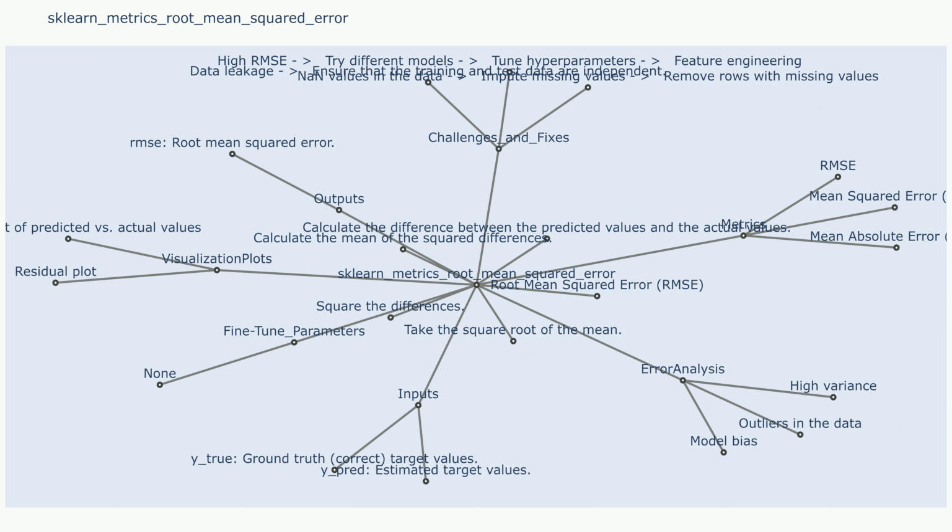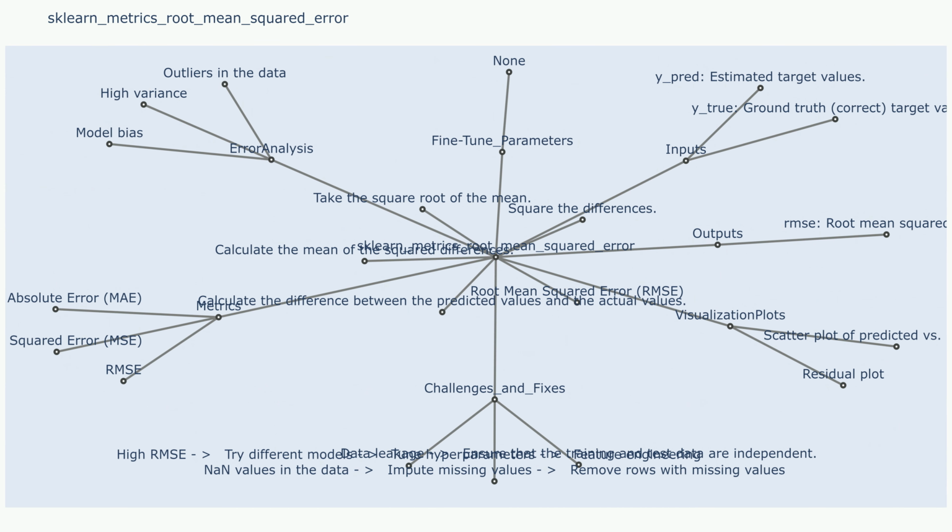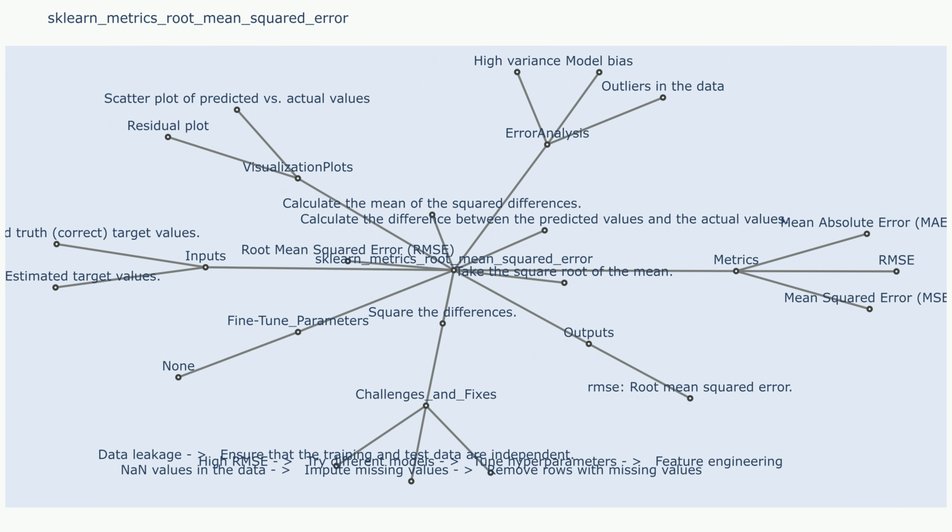Visualization plots: scatter plot of the predicted values vs the true values. Histogram of the residuals, the difference between the predicted values and the true values. Fine-tune parameters: no fine-tune parameters for this metric as it is a standard calculation.